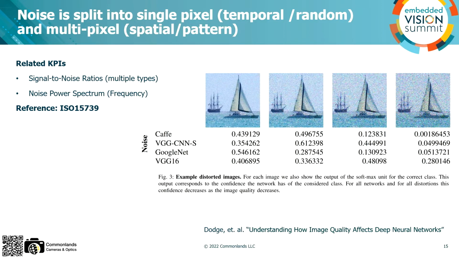Noise can occur in both temporal and spatial domains. For temporal, you can think of a single pixel changing in value from frame to frame. And spatial or fixed pattern noise is what you see here on the screen. Noise can be measured with signal-to-noise ratios and noise power spectrum in the lab for engineering-based feedback.